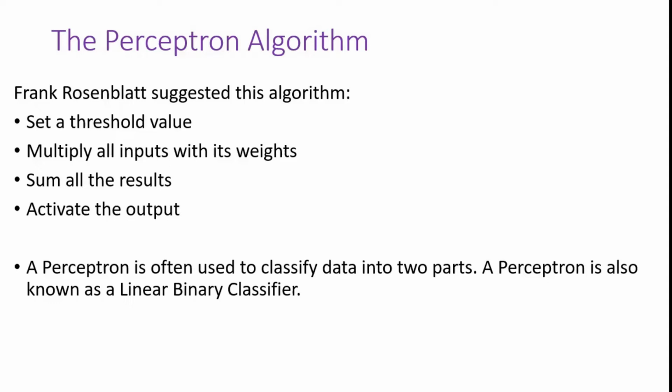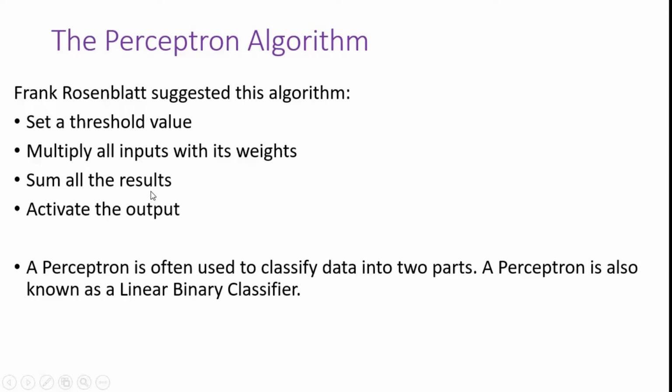First and foremost, we have to set a threshold value for the given neuron. After setting the threshold value, take the inputs and multiply all inputs with their weights. For each input, a weight is assigned. After multiplying all the inputs with weights, sum all the results, and that is called sigma. After that, activate the output. These are the 4 steps involved in the execution of a perceptron.